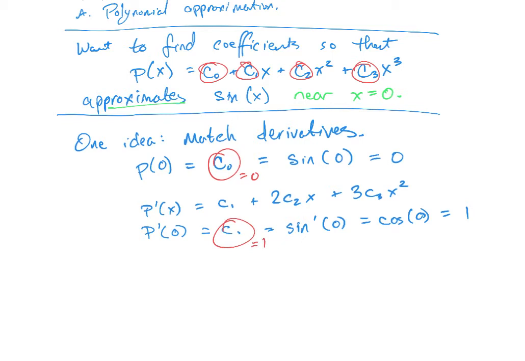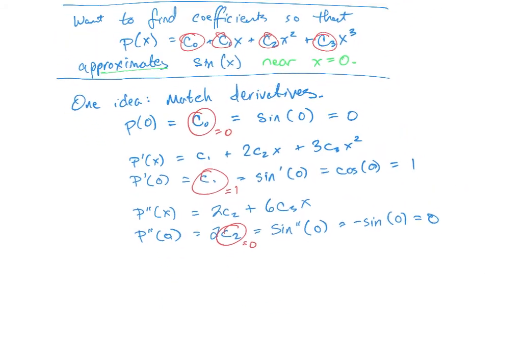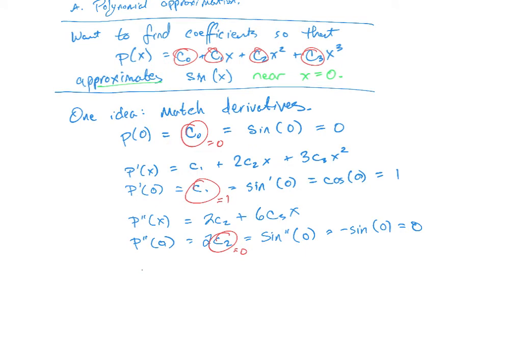Okay? Now let's take a second derivative. 2c2 plus 6c3 x. We plug in 0, we get 2c2. We want this to be the same as the second derivative of sine at 0. The second derivative of sine is minus sine, that's 0. So we want C2 to be 0. And we're almost there.